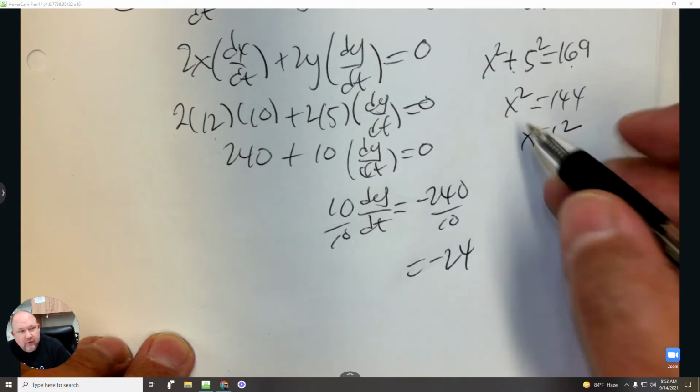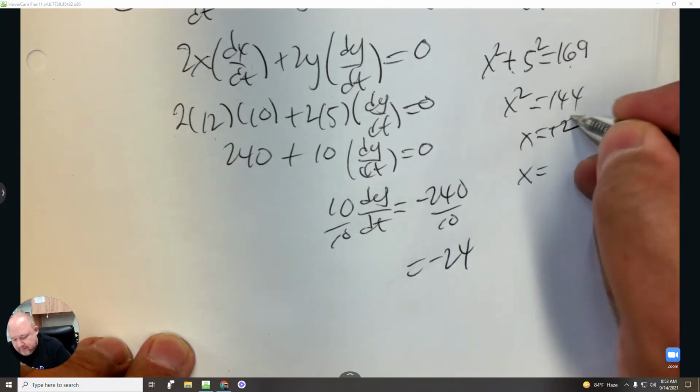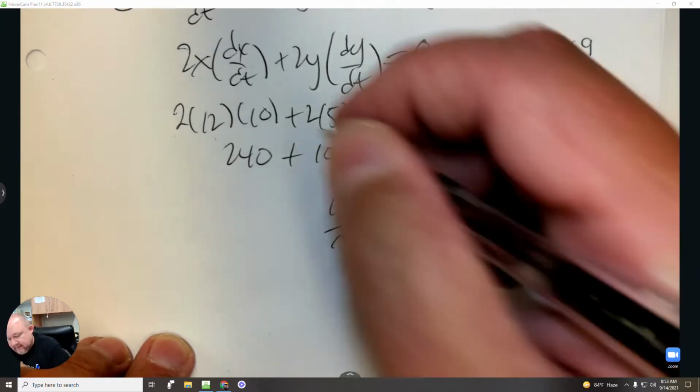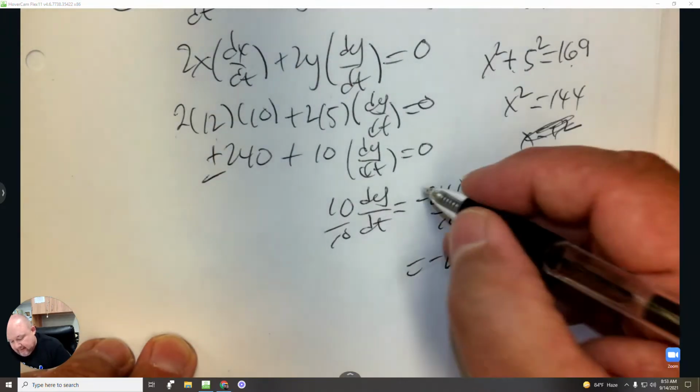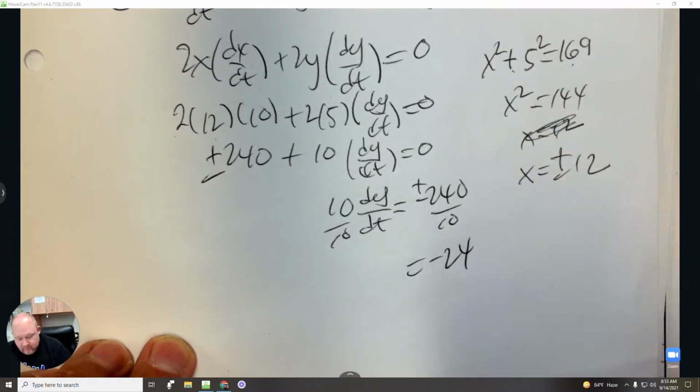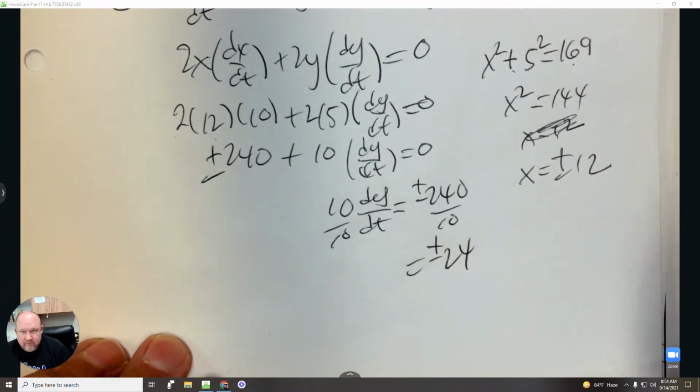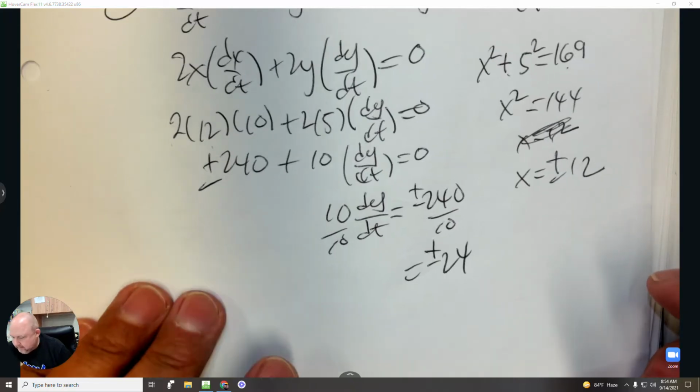Technically, when you solve a square root, this could actually be positive or negative 12. So if that's the case, then this could be positive or negative 240, which makes this positive or negative 24. Number 3.